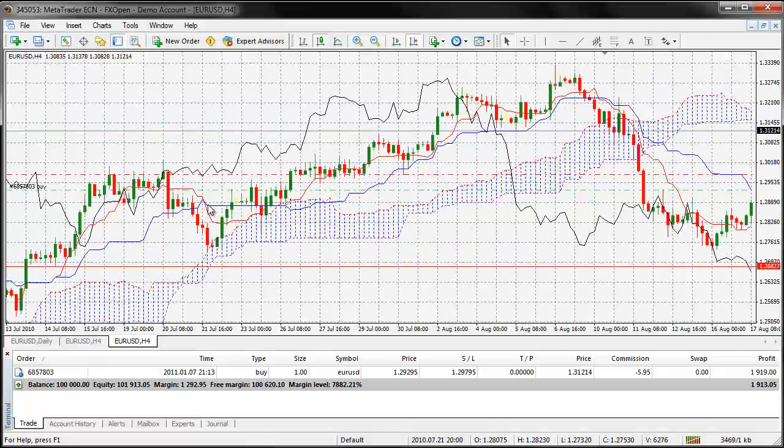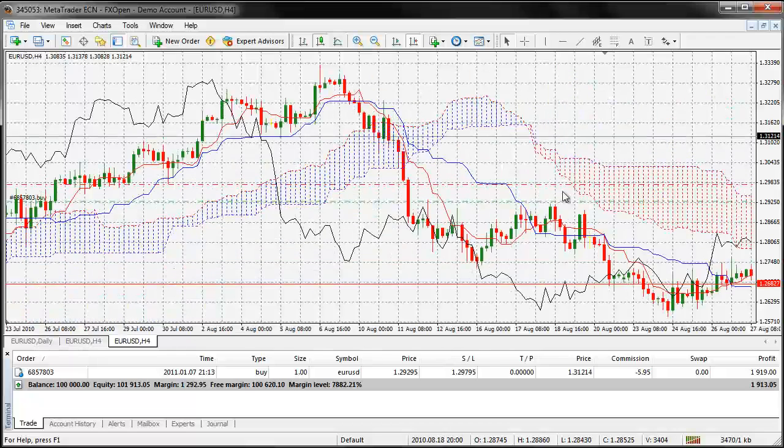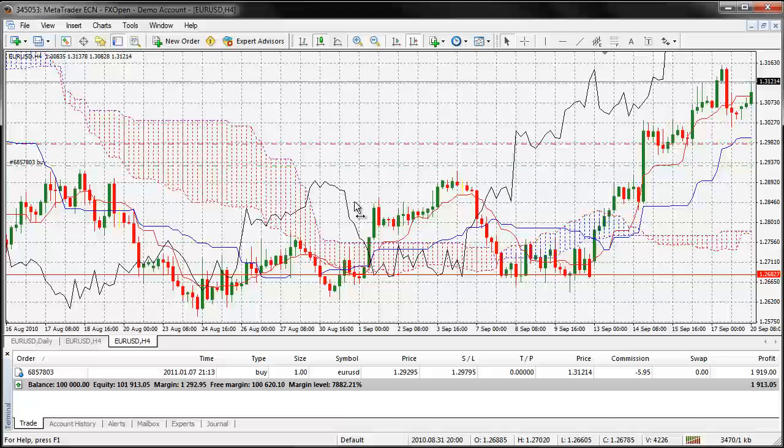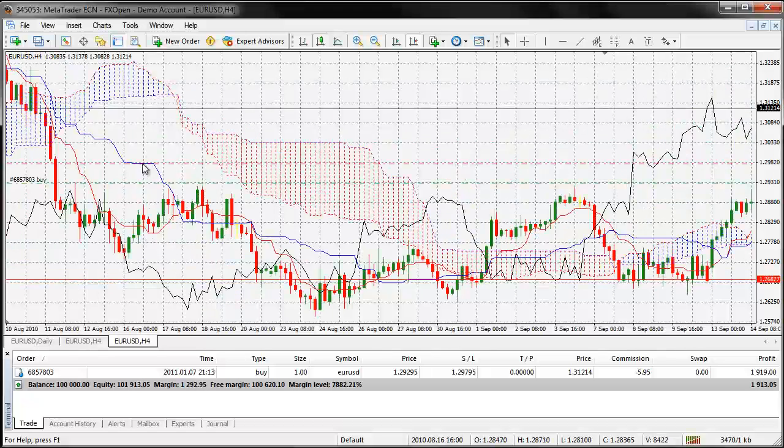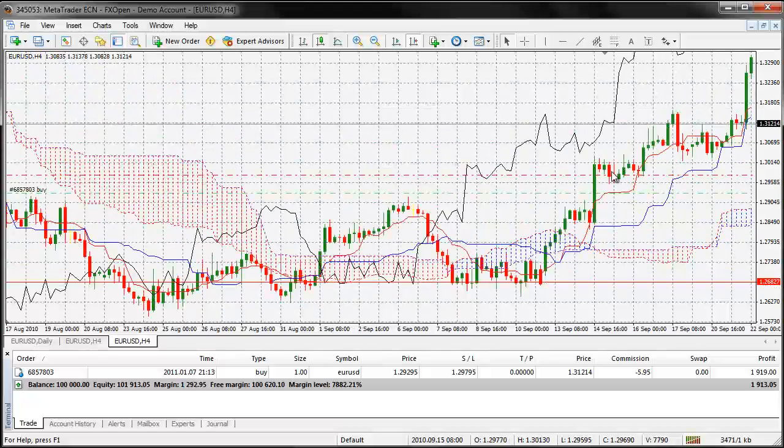Here's an equilibrium level right here, and later on it does get hit. And here is another equilibrium level here, and then later on it does get hit over here. Here's another equilibrium level here. So when the market drops below the Kijun-sen, we look for areas like this, these straight lines, and these can be used as our take profit levels.